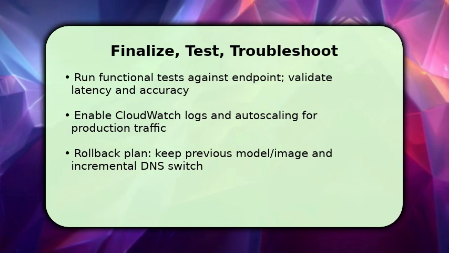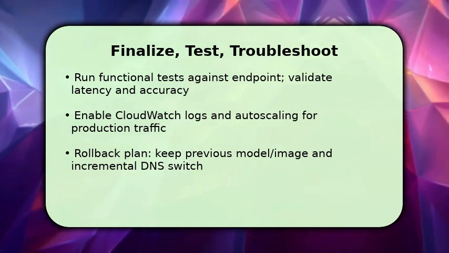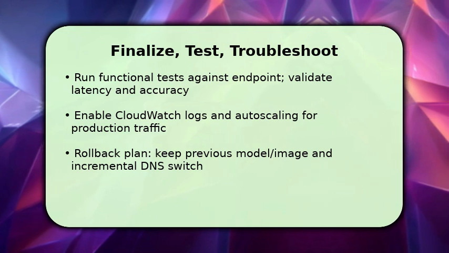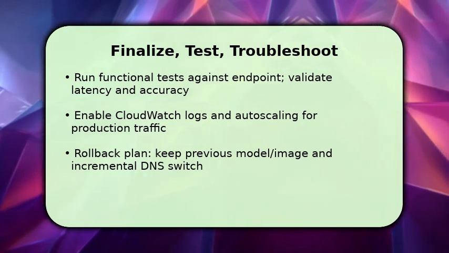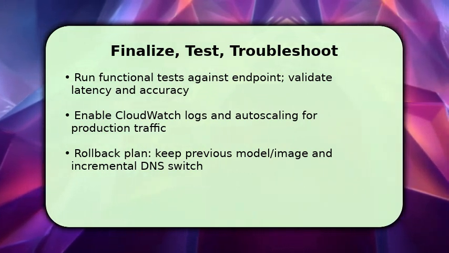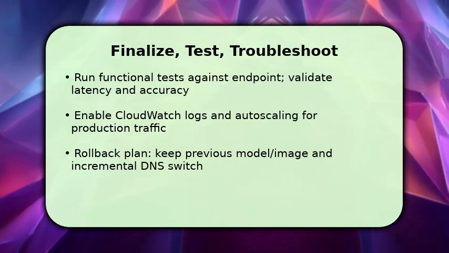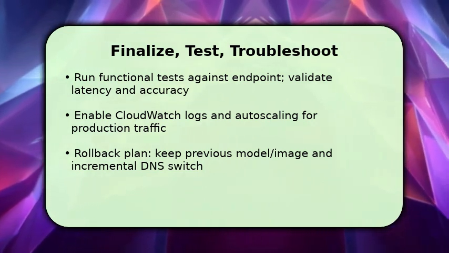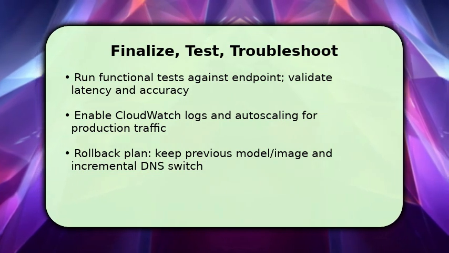Once validated, switch traffic gradually or use DNS or canary rollout. If something goes wrong, revert by deploying the previous image or model resource. Having that rollback ready prevents long outages and restores service quickly.